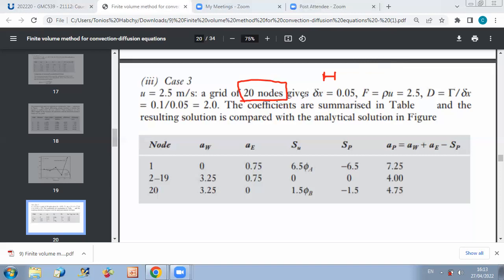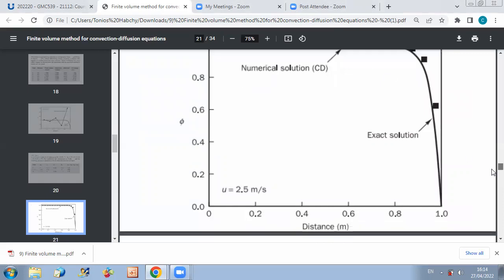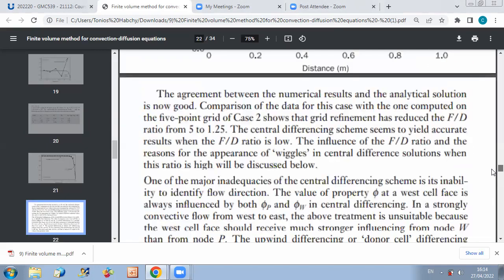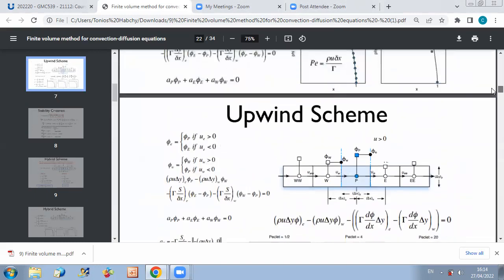So here, if we do it for the same velocity, which is the high velocity of 2.5 meters per second, if we just increase the number of nodes, even if we use the central difference scheme, it will still work. So now if you repeat the work for a much higher number of nodes, the numerical solution will be very close to the exact solution, and the percentage error will be much reduced. Now we want to do the analysis of why this is happening. To understand why, we'll go back to the course material.